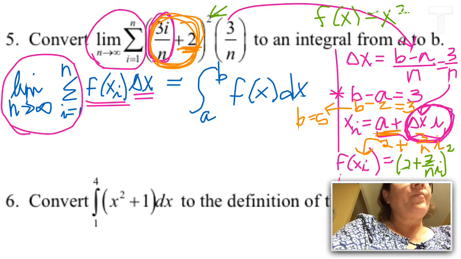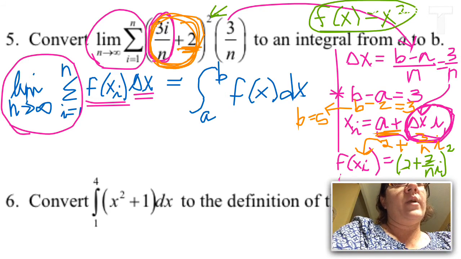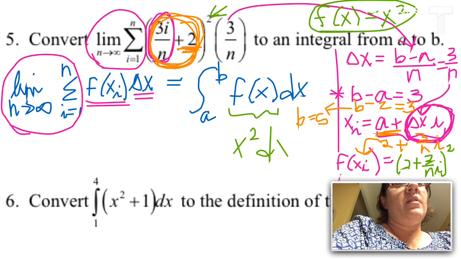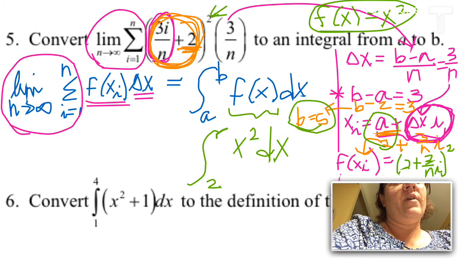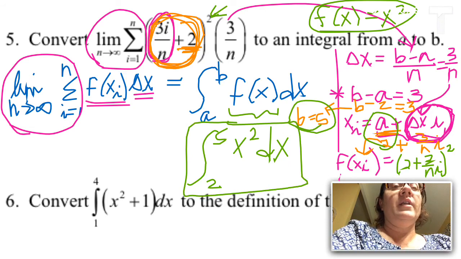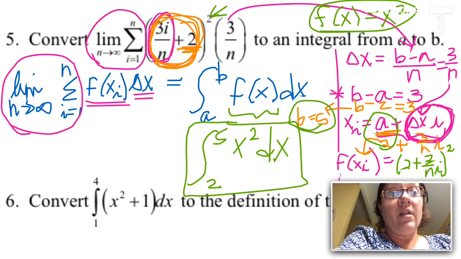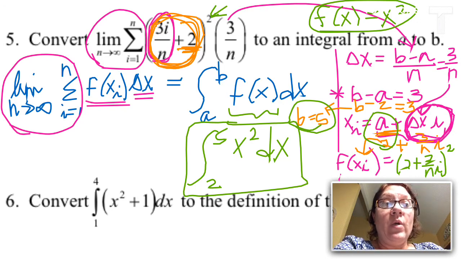So I've figured out that my f of x, the function, was x squared, and I figured out my a value was 2 and the b value was 5. There's my integral. It was a little scary. I would suggest that you play back the video and watch that one more time slowly.